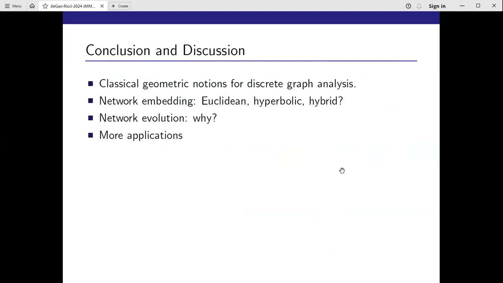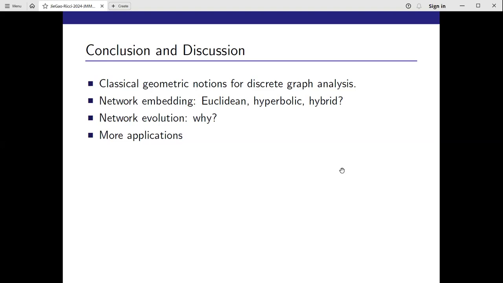So basically, to conclude, there are very nice geometric notions for the continuous setting, and there are ways of adapting that to the discrete graph setting that basically bring geometry into the picture. And here is about some distance measures, like curvature. And actually, we could look at embedding. This is the earlier talk that talked about embedding not necessarily in Euclidean space, but in hyperbolic space or maybe some other kind of hybrid space.